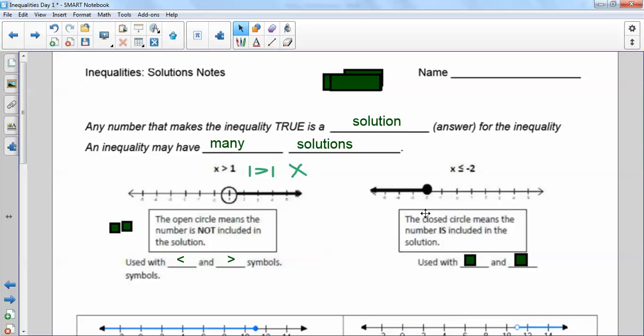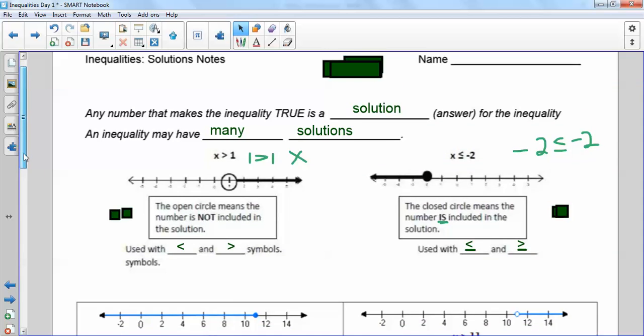But if we think about the ones with the equal sign underneath, the closed circle means the number is included. Okay, so if we think about plugging in -2 to this one, -2 is less than or equal to -2. Okay, it's equal. That's why we have the line underneath that shows it's equal. The closed circle says that that is part of our solutions. Okay, so we're going to use that with the less than or equal to or the greater than or equal to. Okay, let's kind of get into some examples so you can see what we mean.